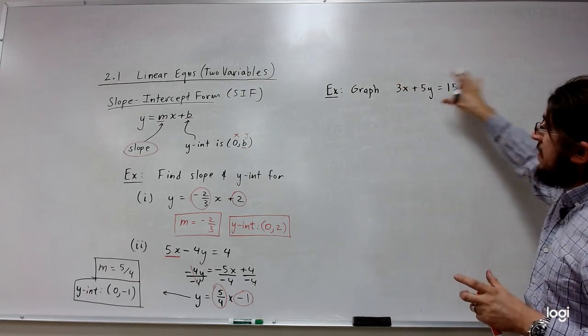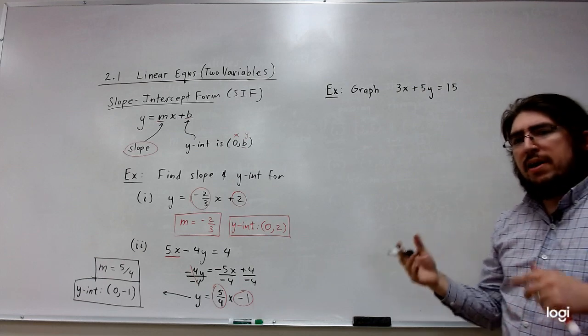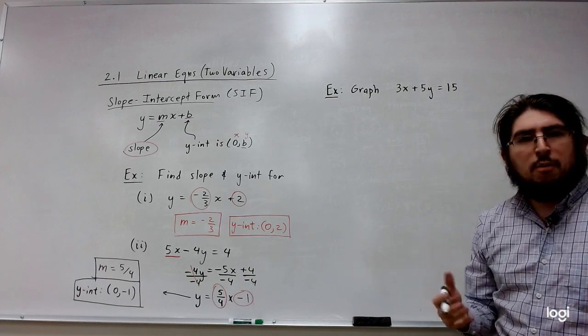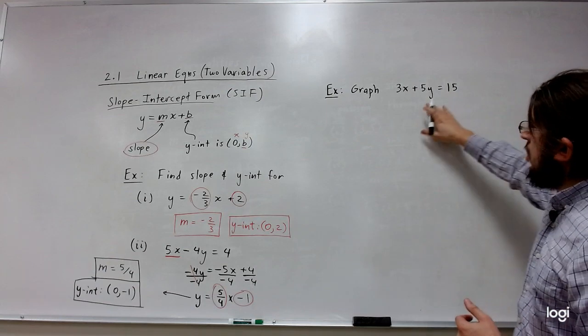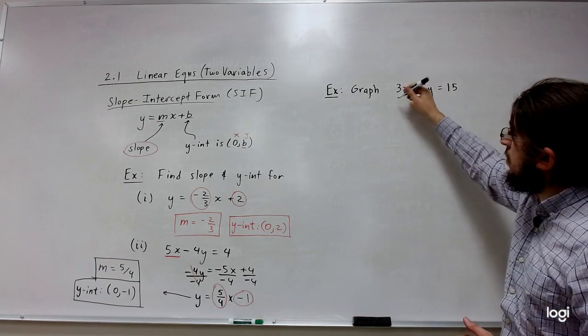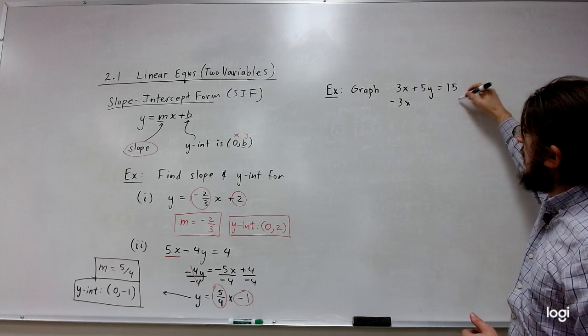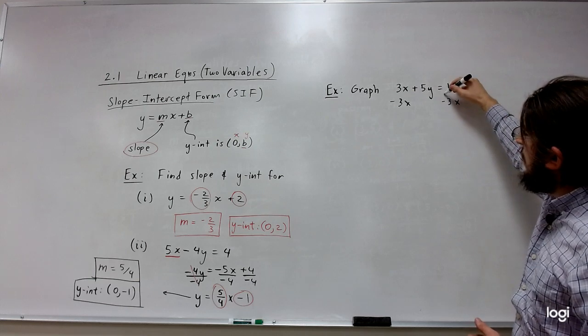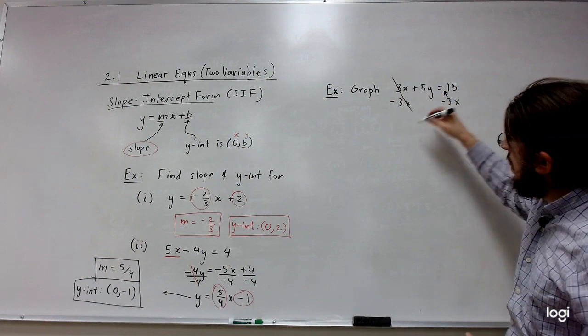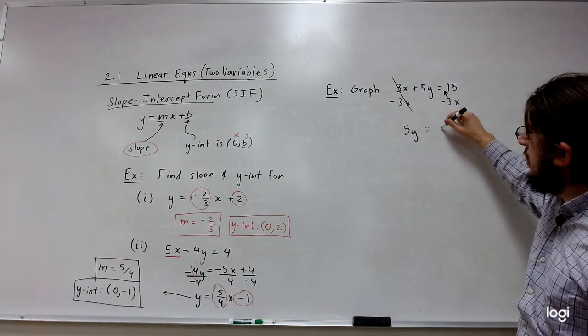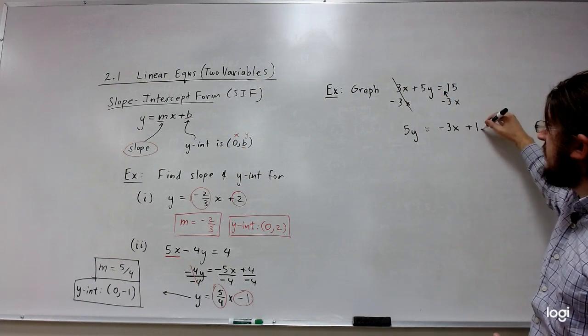So if I'm going to graph this, we could graph this by finding x and y intercepts, by plotting points like we did in 1.1, but no, I'm going to use slope-intercept form. So I'm going to solve for y. First, subtract 3x to the other side, and remember, I want to sneak it in between the equality and the number. I want to write x first. So here on the left, we just get 5y by itself equals negative 3x plus 15.